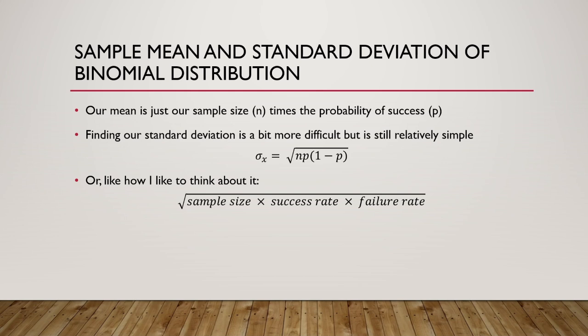So our standard deviation is going to be the square root of n times p times (1 minus p). You can think of it like this: square root of sample size times success rate times failure rate, right? If p is our success rate, well, there's only 2 possible outcomes, so if we subtract p from 1, that's going to give us our failure rate.